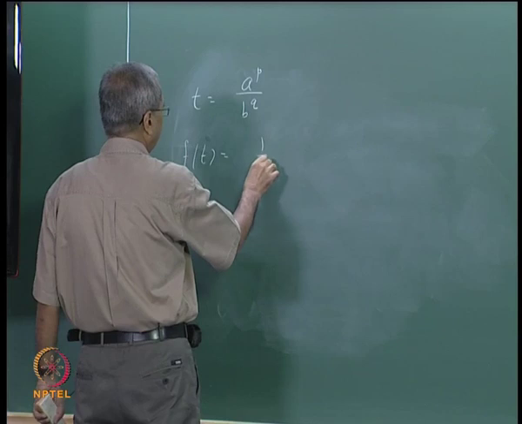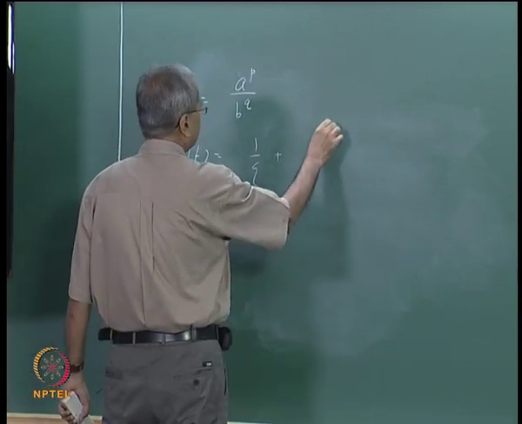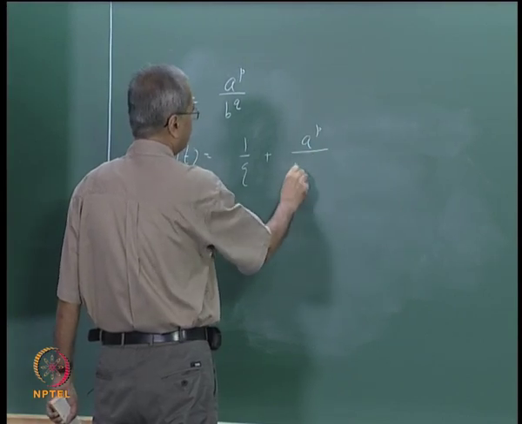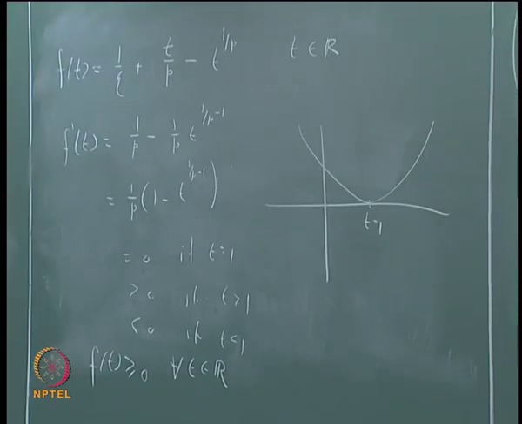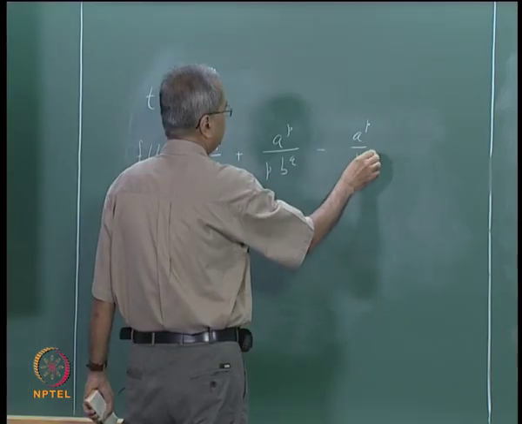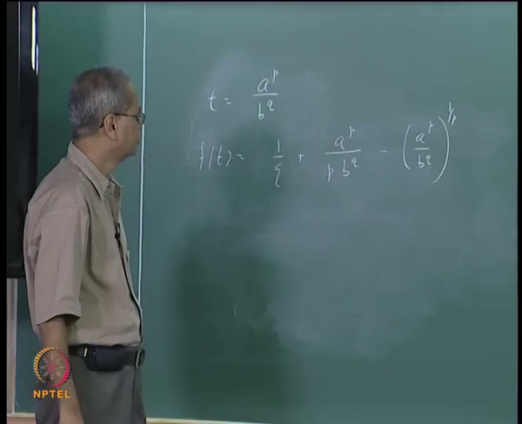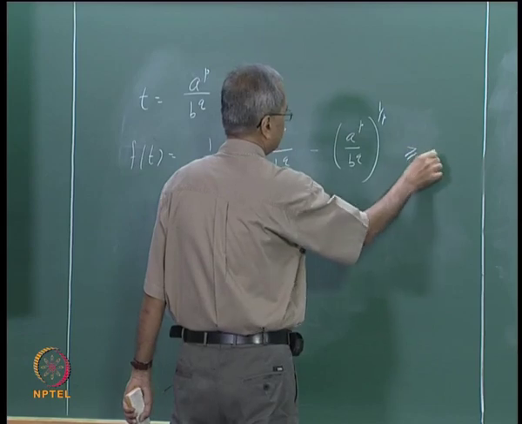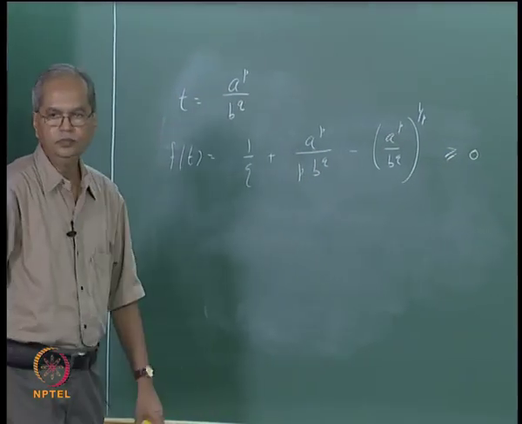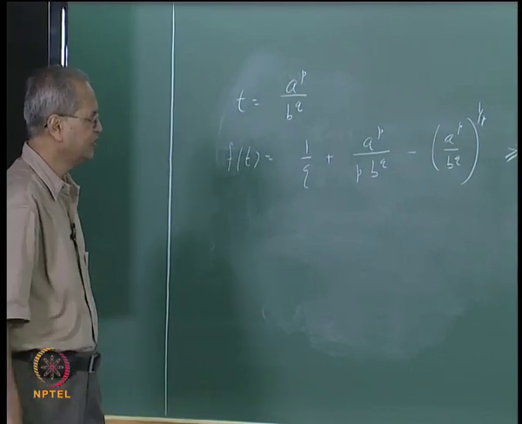It will be 1 by q plus t by p, that is a raised to p plus p into b raised to q, minus t, again a raised to p divided by b raised to q, and then this whole thing raised to 1 by p. This must be bigger than or equal to 0. Now simplify this and you should get that inequality.